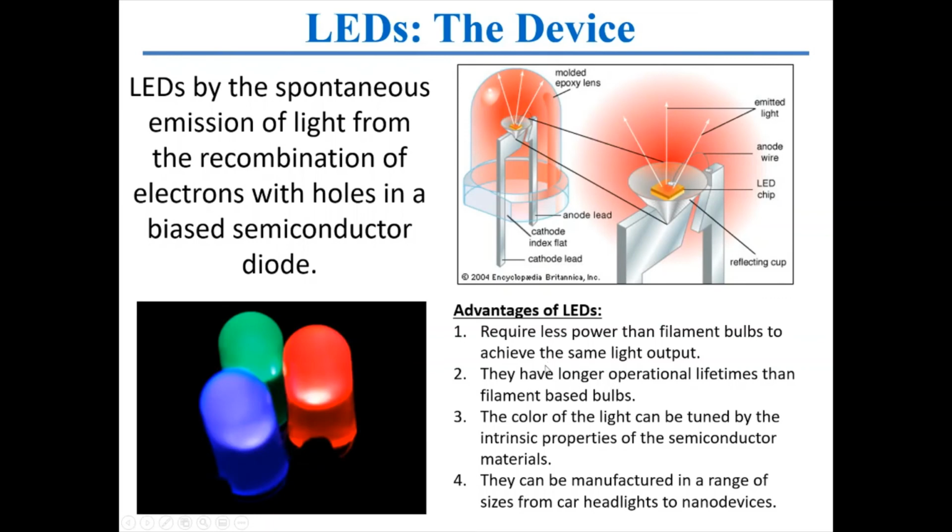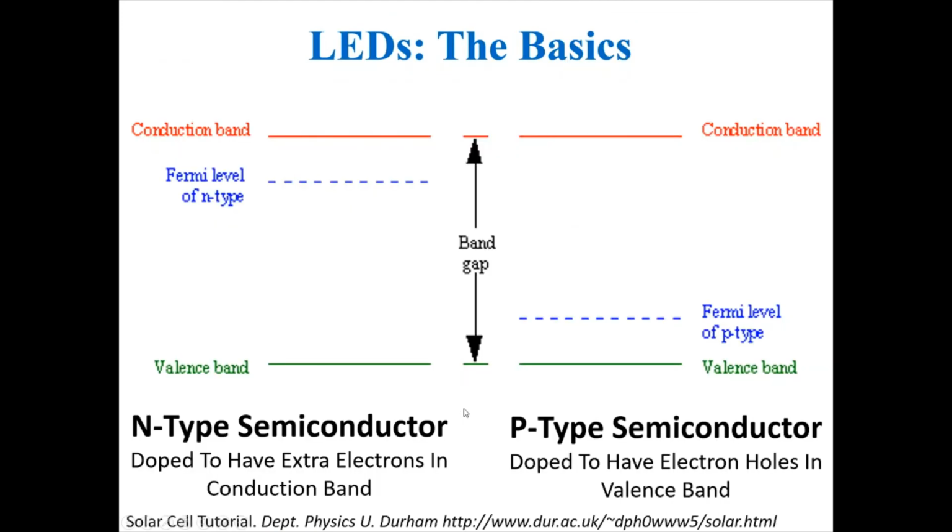That's why a lot of places are changing their bulbs to LED bulbs, because you can save a lot on cost, and it's better for the environment. They also are much more efficient in terms of operational lifetime, so LEDs can last a lot longer. And what we're going to find out is that the color of the light can be tuned by changing the properties of the materials that you use to make them.